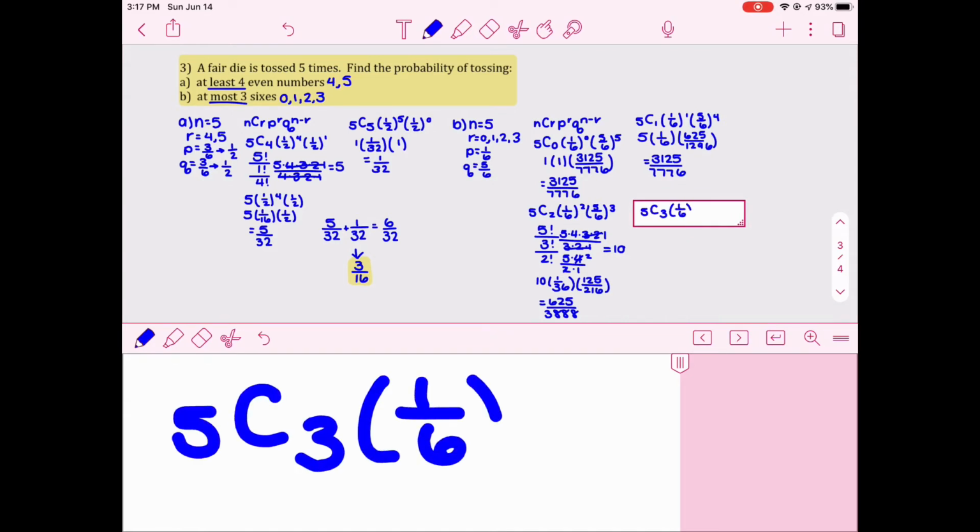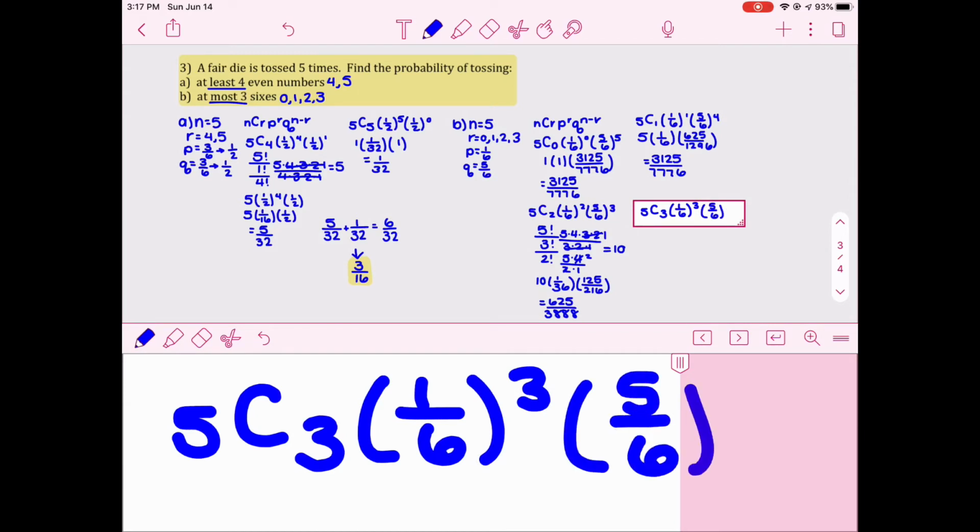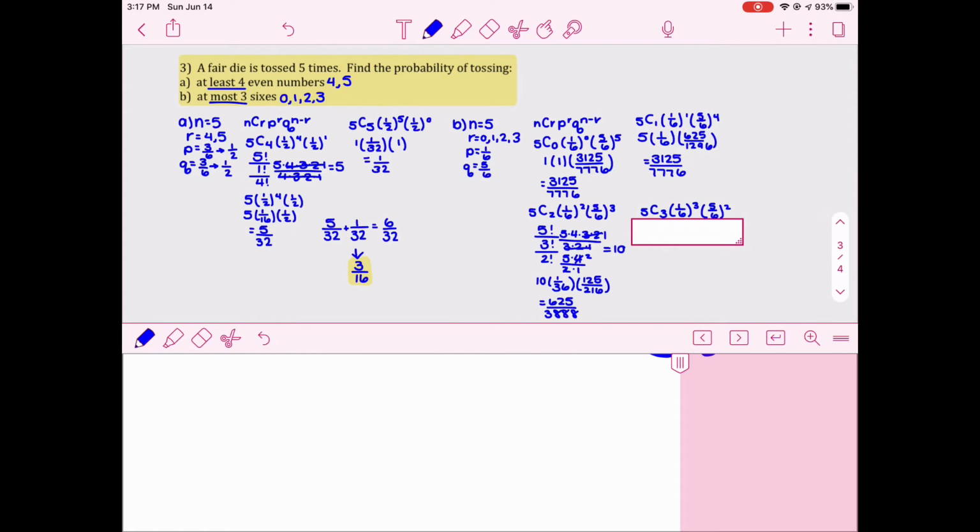5C3, 1/6 to the third, and 5/6 to the second. Even though the numbers are different for the combination, it ends up working out the same as 10.